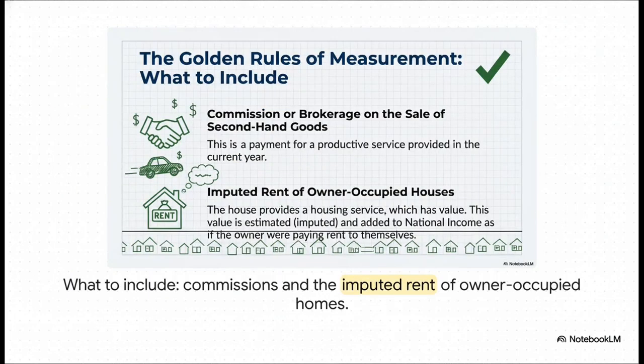But, and this is the cool part, there are a couple of fascinating things that do get included. So, while the value of that used car doesn't get counted again, the commission the dealer made from the sale does, because that's a payment for a service they provided this year. And here's a really clever one: the imputed rent of homes that people own and live in. Economists actually estimate the rental value of all those homes and add it to the national income, because that house is providing a valuable service, shelter, even if no rent check is being written.